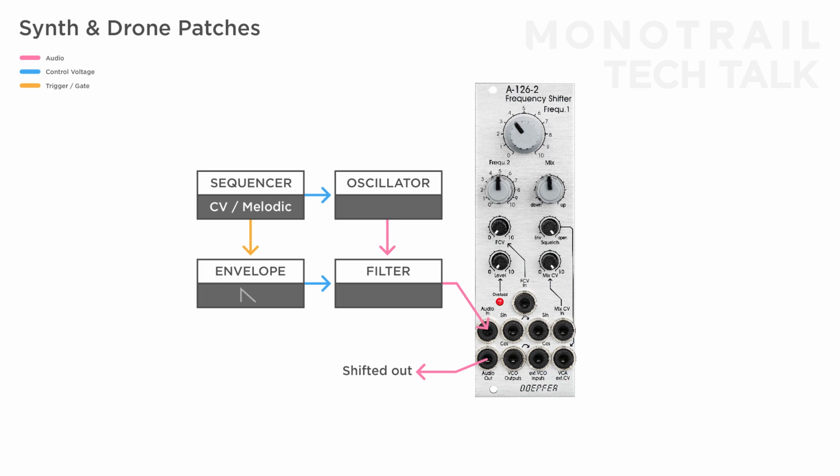In many cases, you can use a frequency shifter to add texture and grit to sounds by using it as an effect send. So, beside using the output of the A126-2, make a copy of the clean signal and send it to an outboard mixer as well. This way, you can mix the clean with the modulated signal.